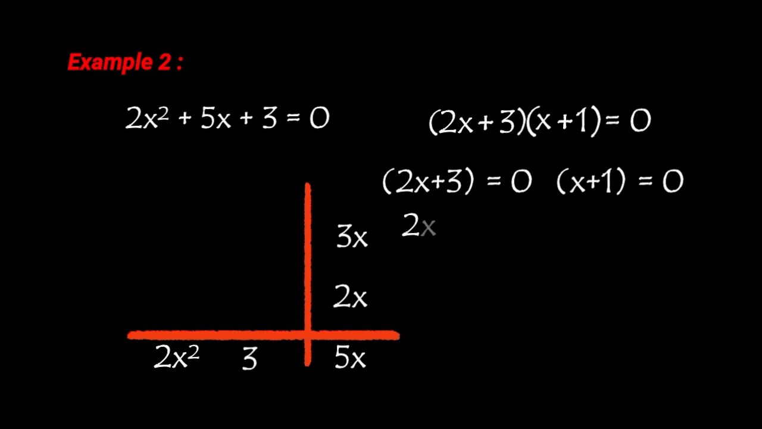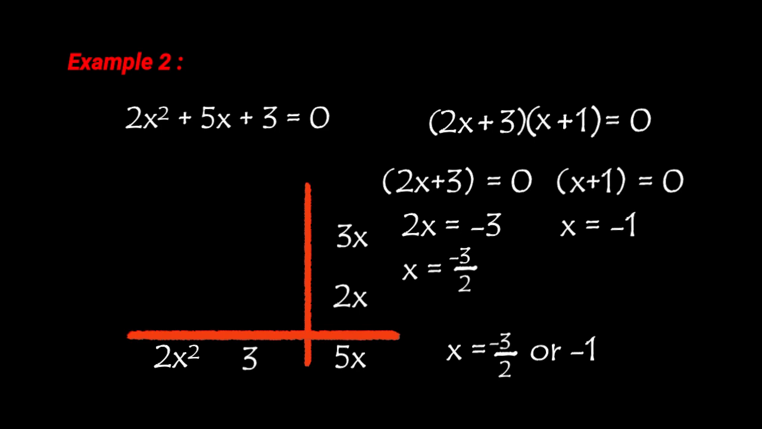Now to solve for x, for the first answer, we can take 2x equals negative 3 and x equals negative 3 over 2. That is our first answer. And for our second answer, we have x equals negative 1. Therefore, for the second example, we have the two answers to be negative 3 over 2 or negative 1.